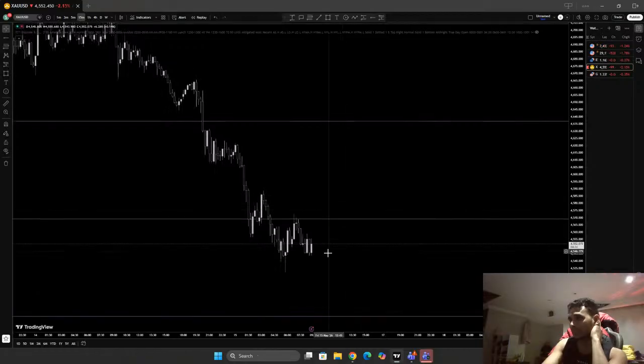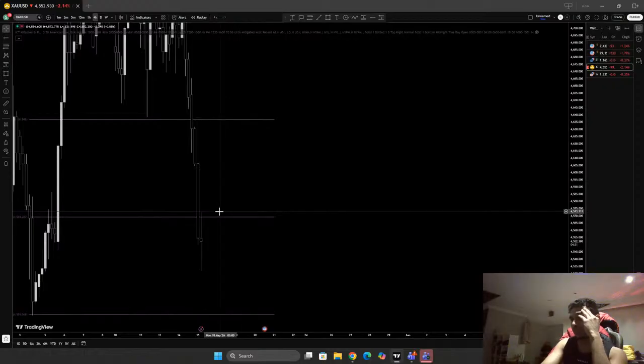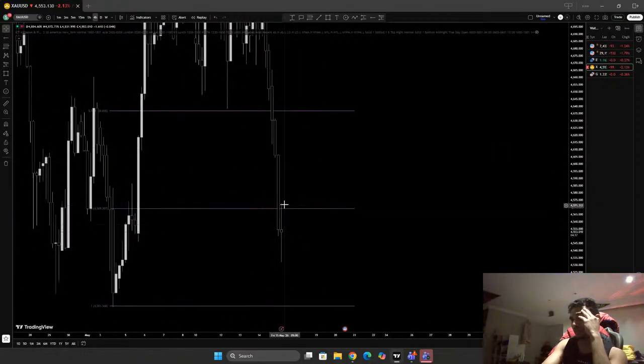So let me see if it takes out this high and gives some sort of reaction. We could go for sell again because this is the internal range liquidity in 15 minutes. Let me see. If I go to 4 hour, it could be a fair value gap for me. A break and close below could be a fair value gap in 5 minutes.